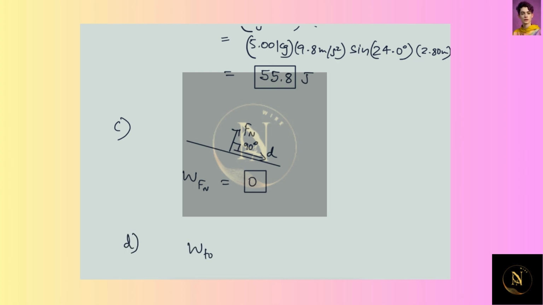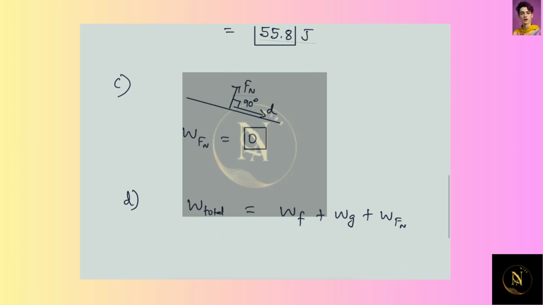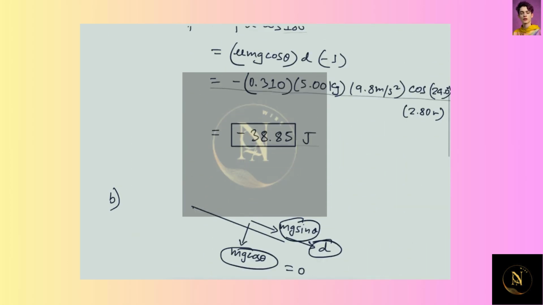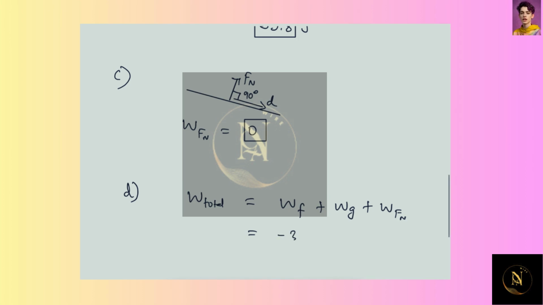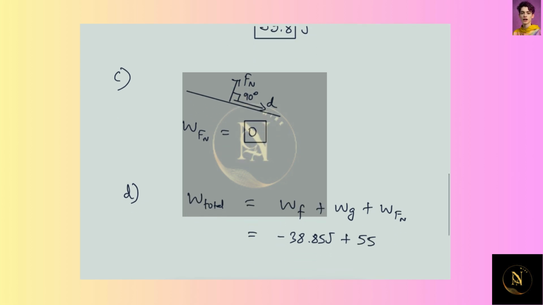For part D, we have to find out the total work. So total work is work done by friction plus work done by gravity plus work done by normal force. Work done by friction is minus 38.85 joule. Work done by gravity is 55.8 joule and the normal force is 0. So total work done is 16.95 joule.